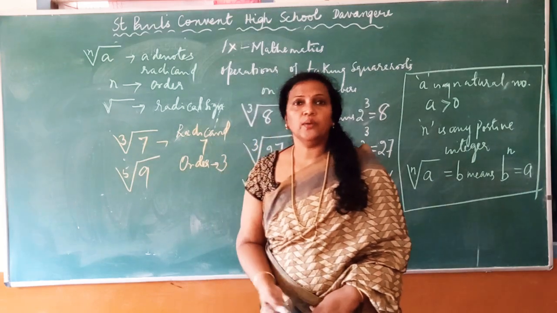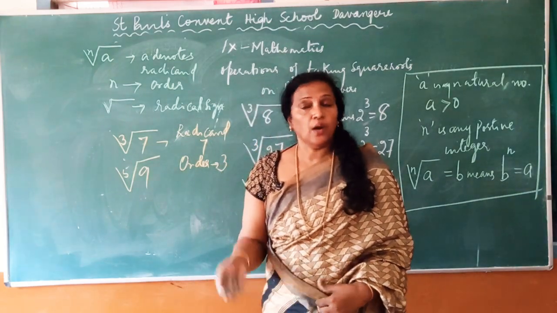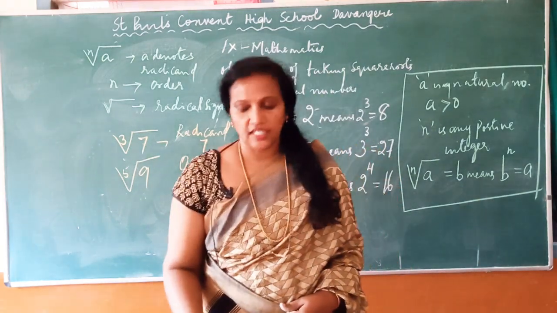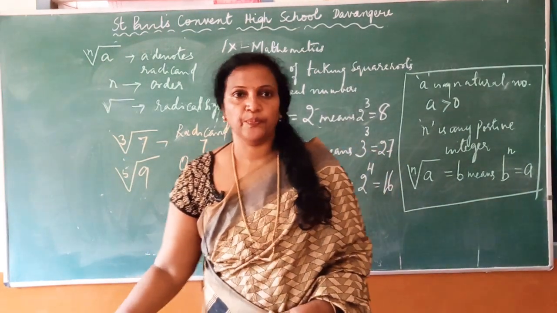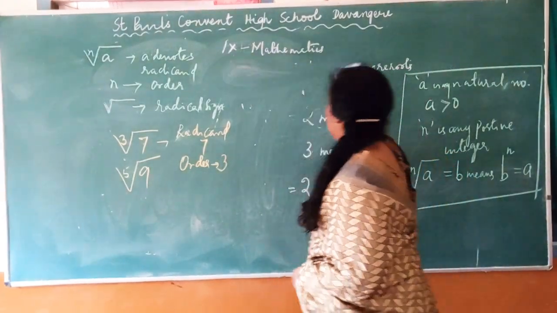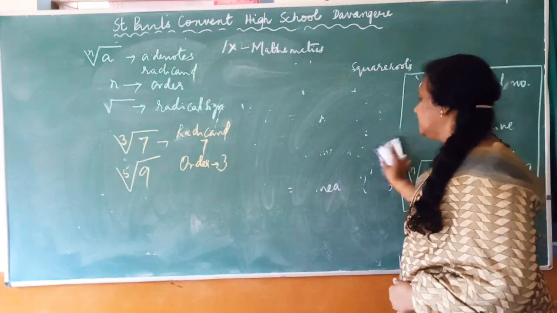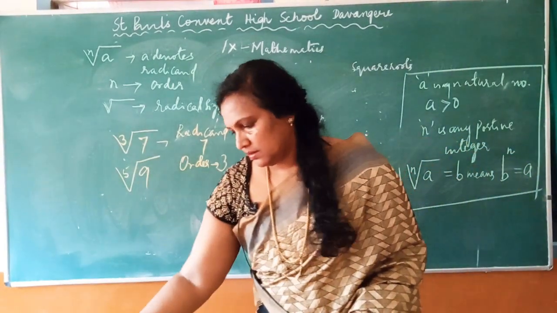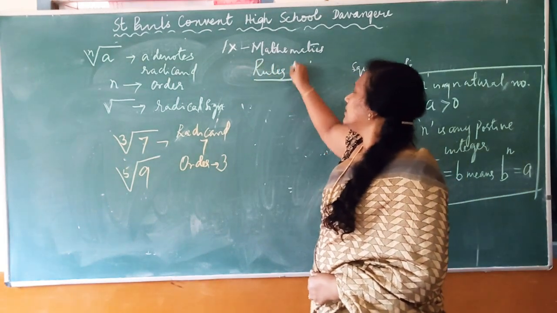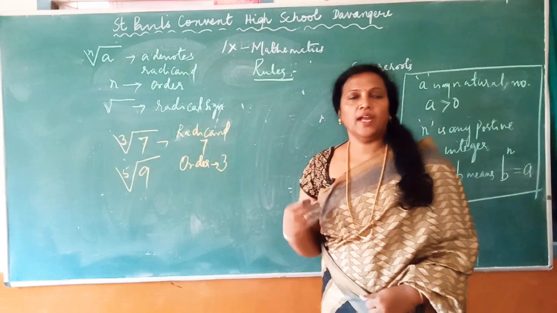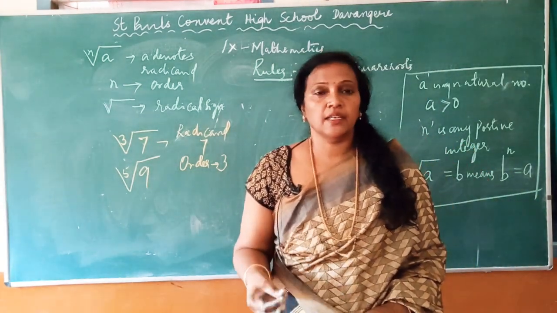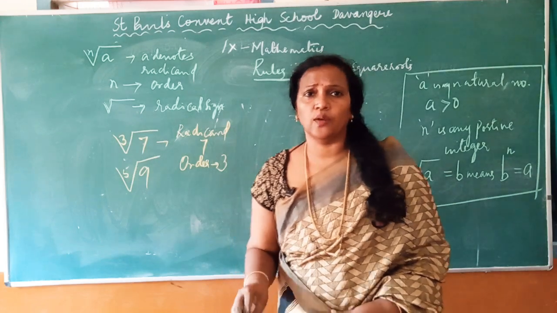Now I will tell you some of the rules of how to add, multiply, subtract or divide when irrational numbers are given. So the next part, rules. When you add or subtract or multiply the irrational numbers, what are the rules we have to follow?